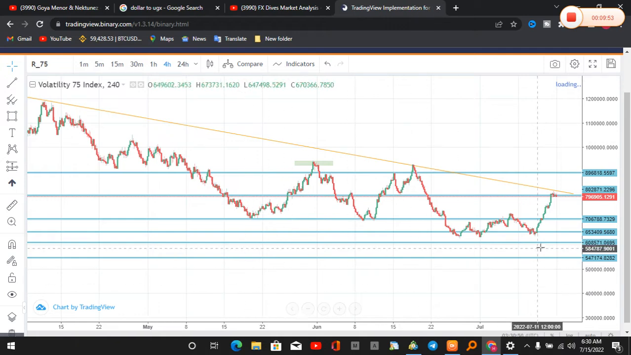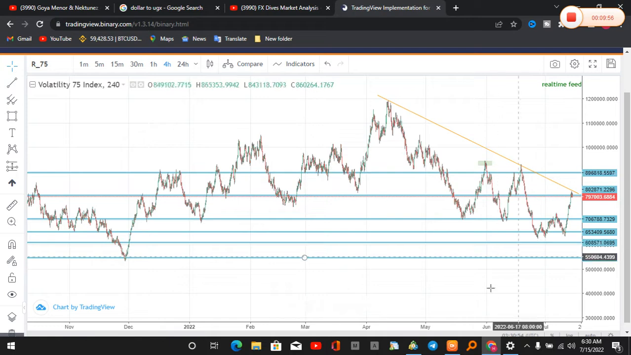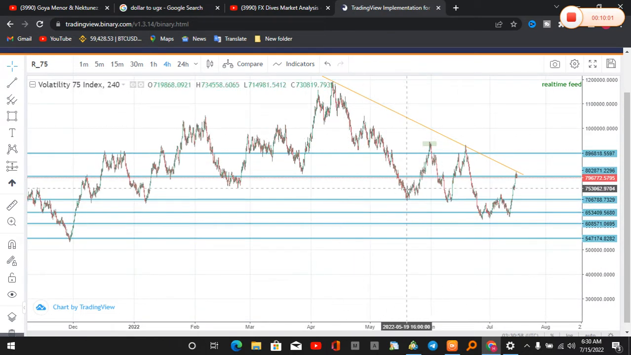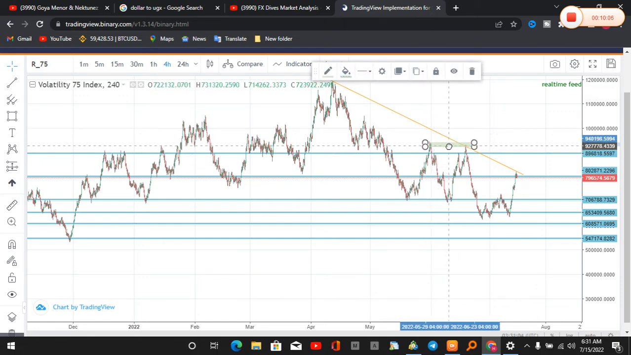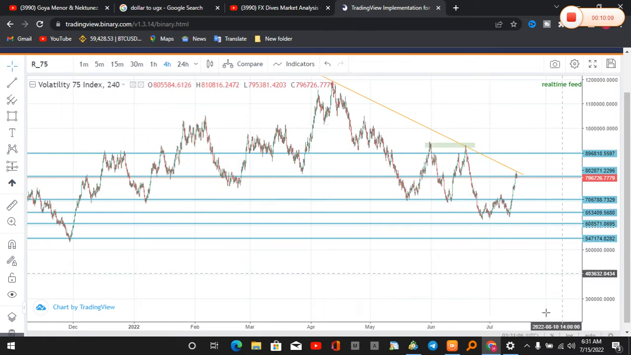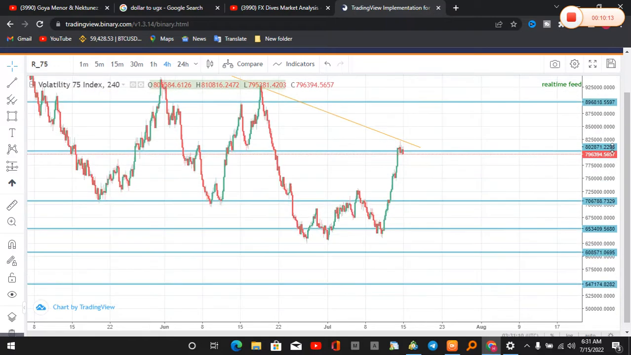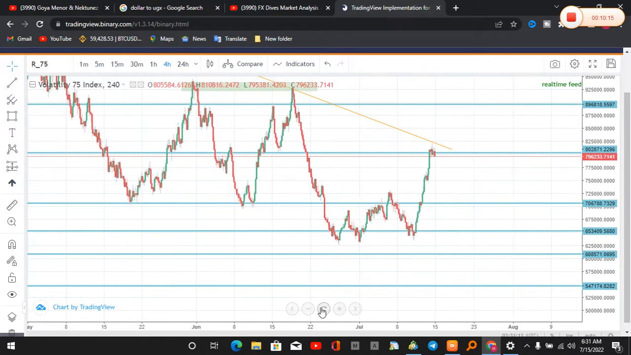4-hour time frame. So when you move into the 4-hour time frame, let me zoom out. You see the market keeps on dropping. Whenever it reaches this resistance level, it drops. Whenever it reaches this resistance level, it drops. So let me try to zoom out for us to get another picture.